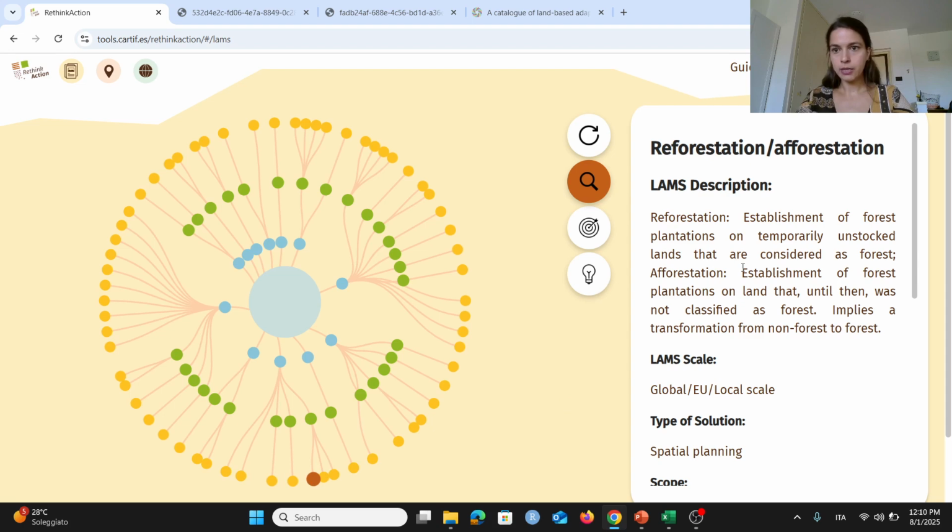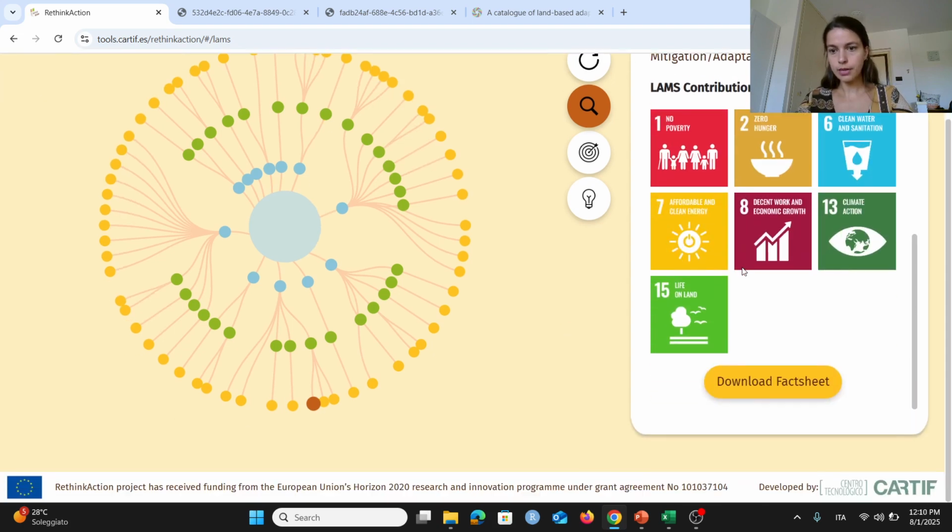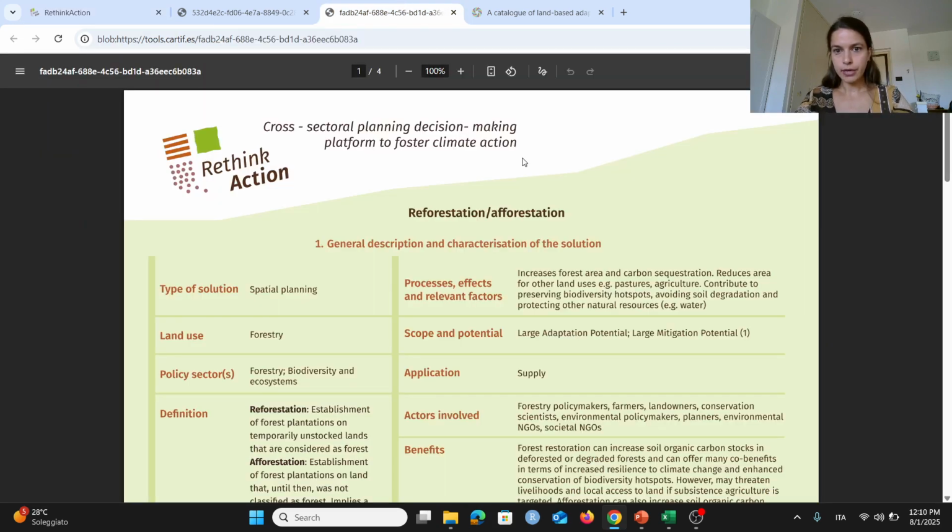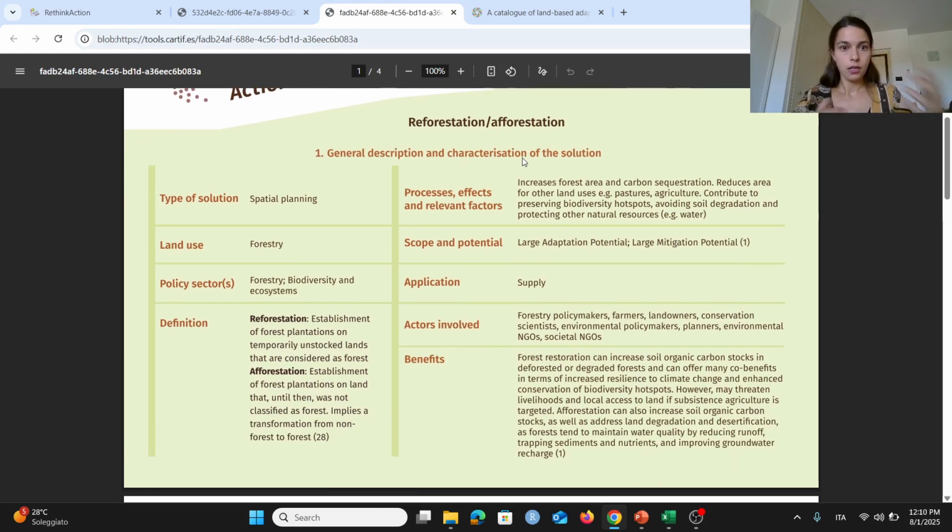Again, in the right panel, we can see the general information. And then we can download the fact sheet. In the fact sheet, we find more detailed information. So in this case, we're talking again about spatial planning. The land use is forestry, and the policy sectors involved are forestry and biodiversity and ecosystems.